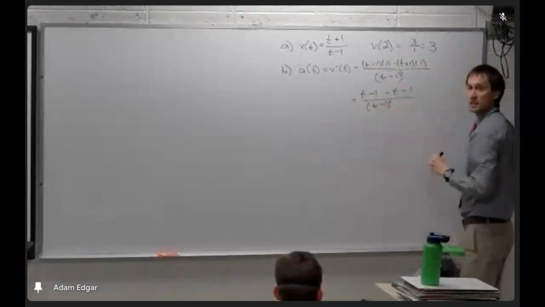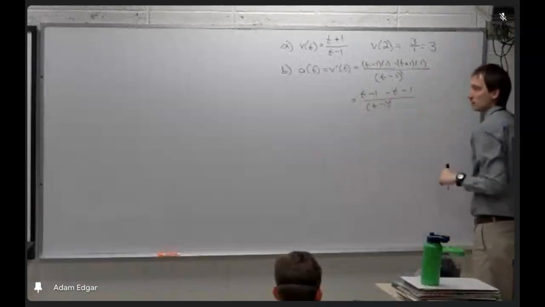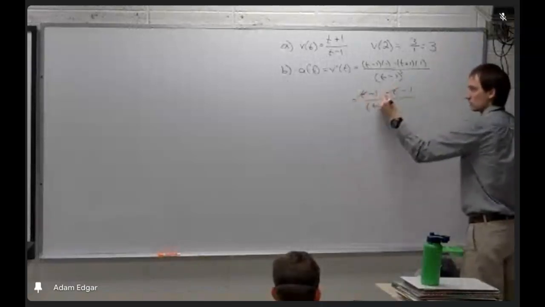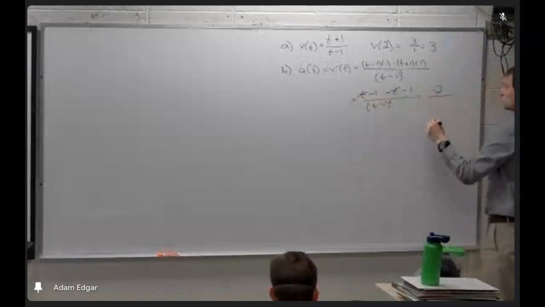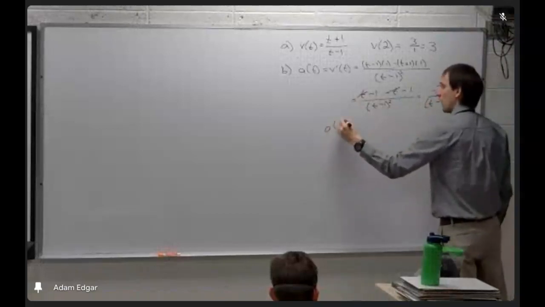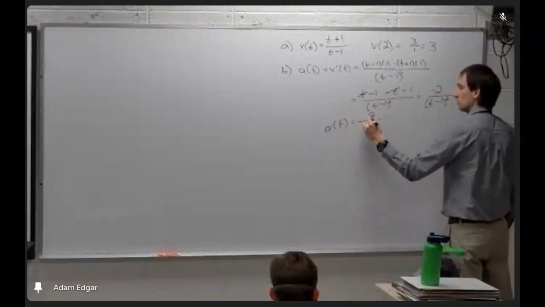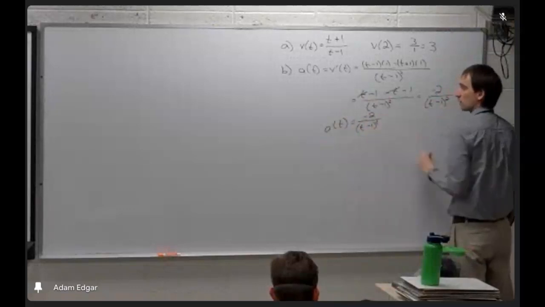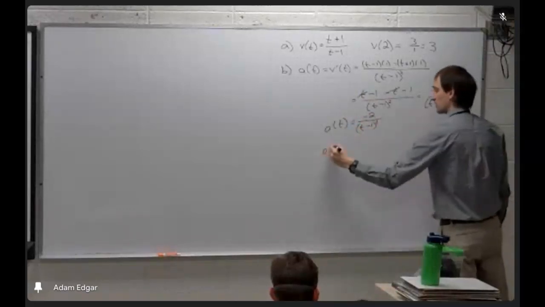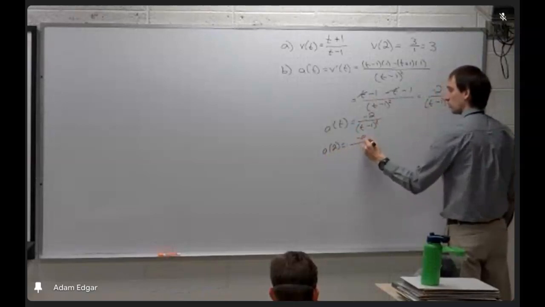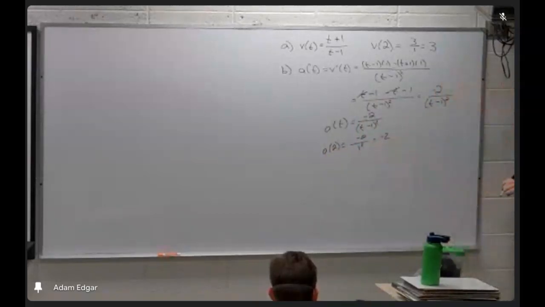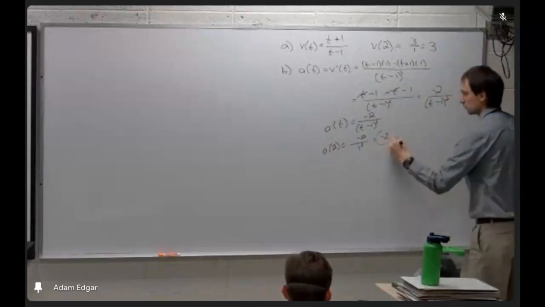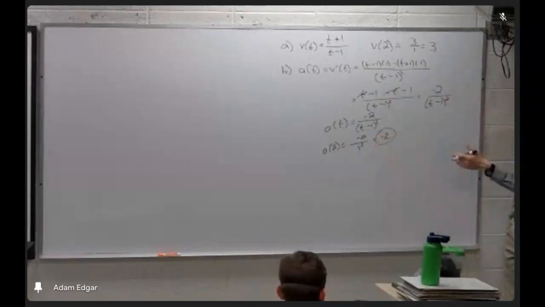Please be careful. What's t minus t? 0, not negative 2t. So be careful there. I saw some negative 2t's up here. Negative 2 only over t minus 1 squared. That's your acceleration. So a, or v prime, equals negative 2 over t minus 1 squared. We want the acceleration at time 2. So plug in 2 for t, and you get negative 2 for your acceleration. Done. Any questions with part B?